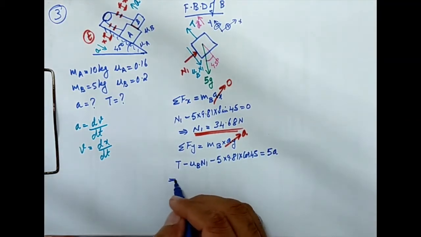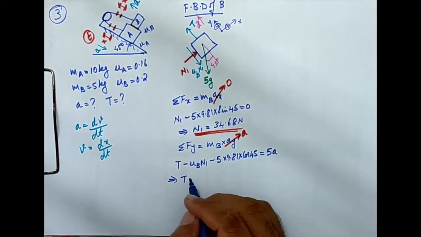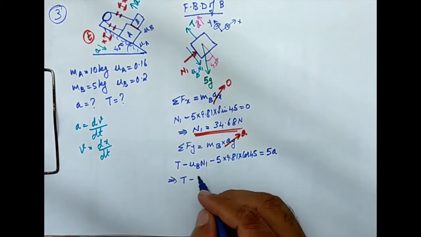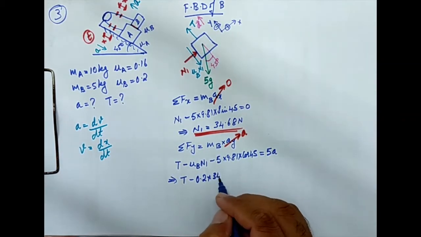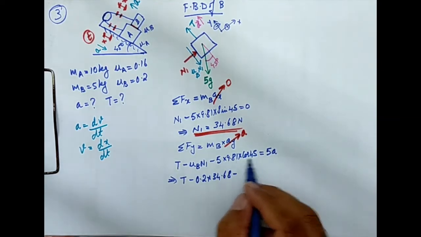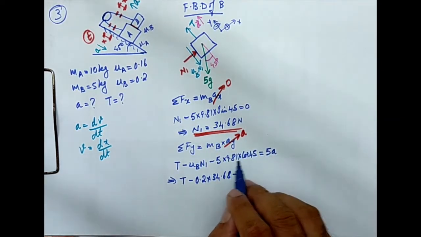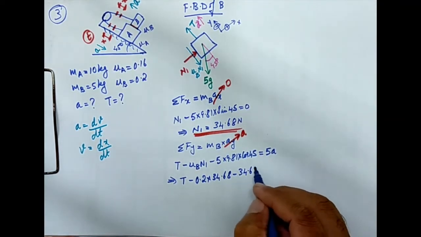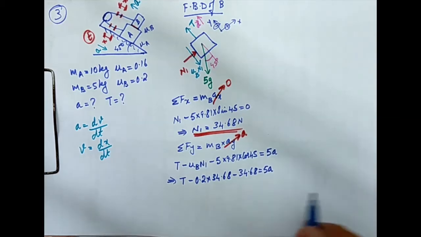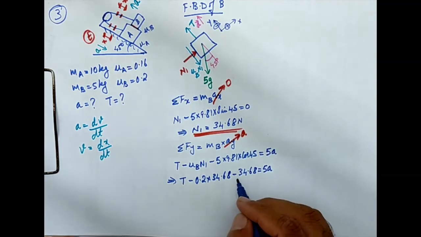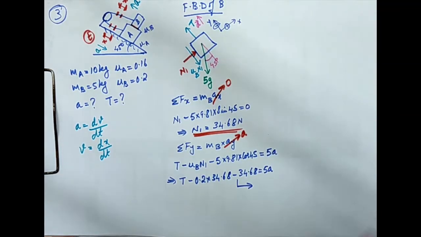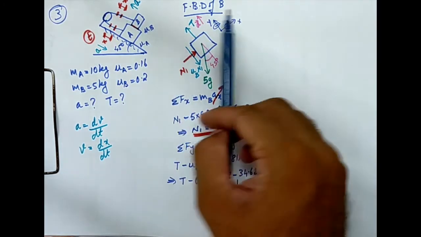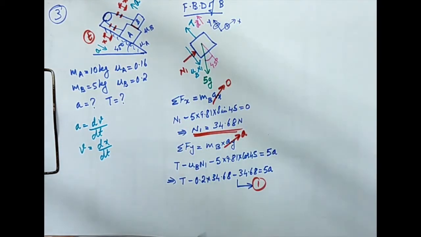So now we can substitute different values. T minus mu B is 0.2, 0.2 into 34.68 minus this parameter, we already got it, 5 into 9.81 into 1 by root 2, which is 34.68, is equal to 5a. So with this we have our first equation. Okay, by considering free body of B, we have our first equation.